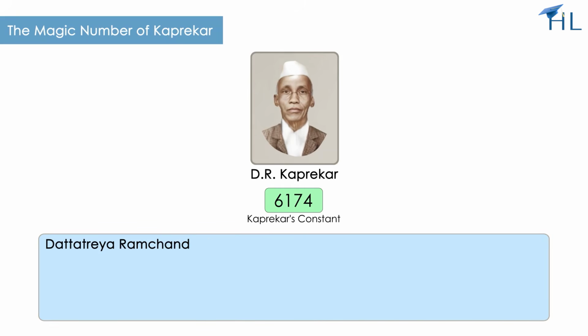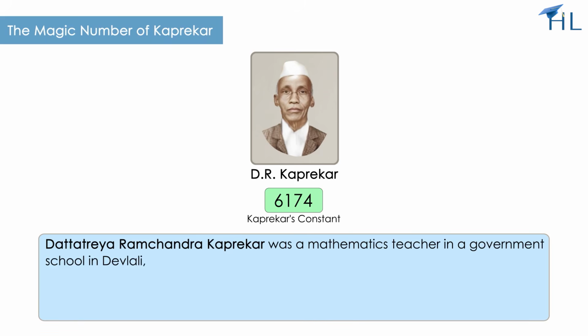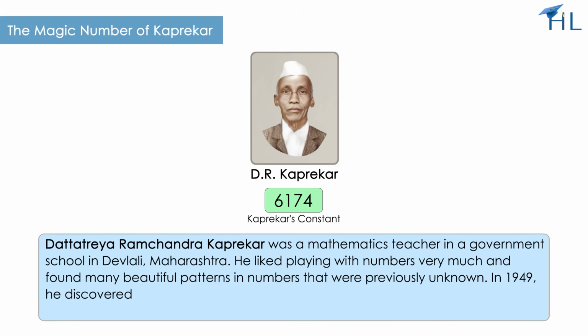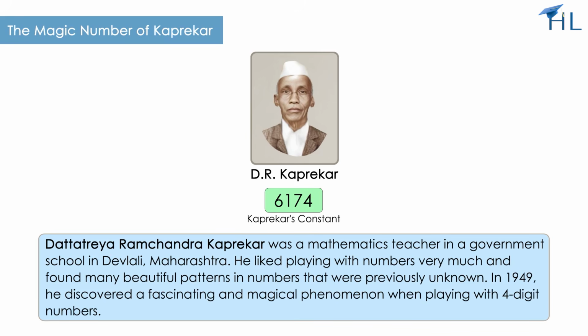Dattatreya Ramchandra Kaprekar was a mathematics teacher in a government school in Devlali, Maharashtra. He liked playing with numbers very much and found many beautiful patterns in numbers that were previously unknown. In 1949, he discovered a fascinating and magical phenomenon when playing with 4-digit numbers.